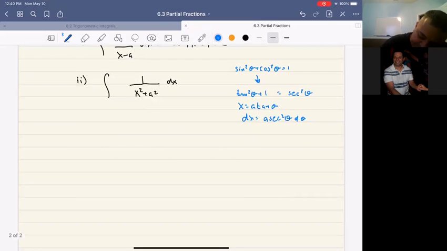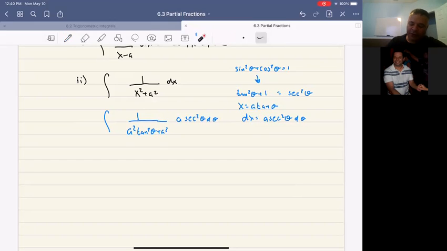So we get the integral of 1 over a squared tan squared of theta plus a squared, times dx, which is a secant squared of theta d theta. The denominator is a squared secant squared of theta, so the secant squared cancels. You're going to get 1 over a d theta, which is theta over a. And theta is the arctan of x over a.